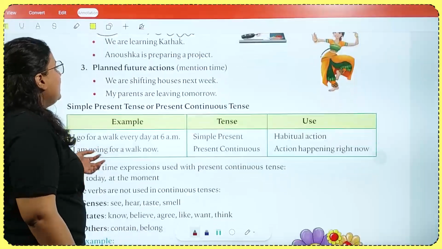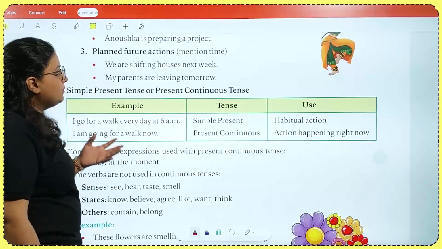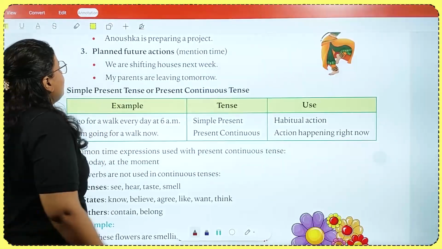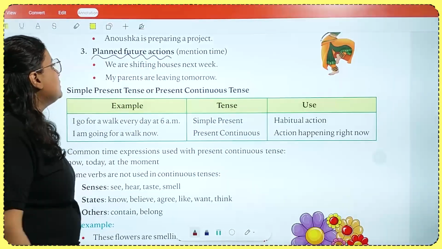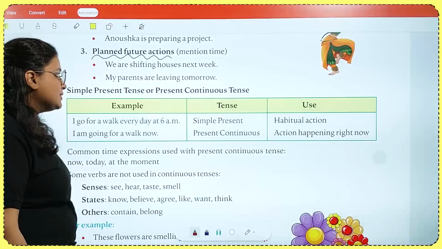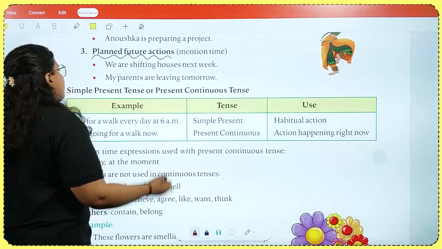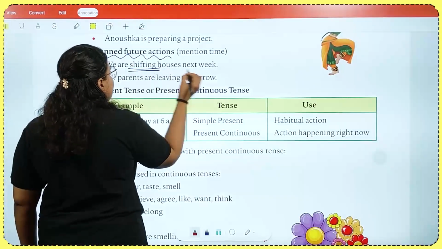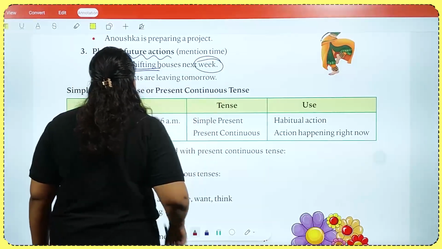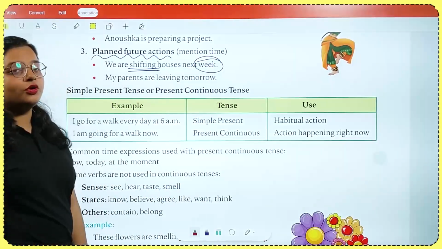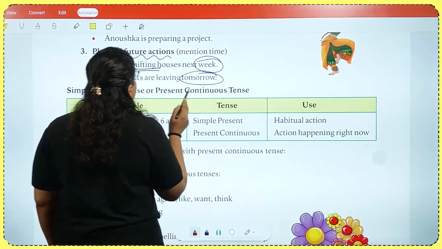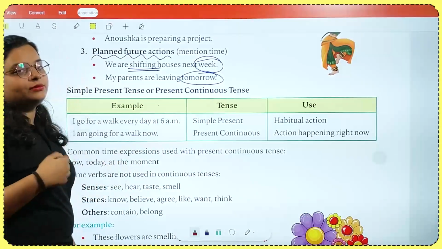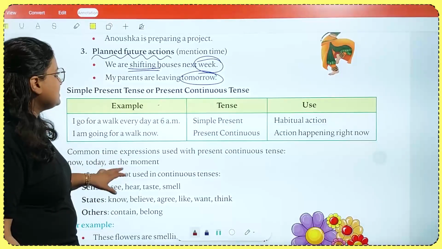Okay. Planned future action. Mention times. When you have something planned for the future, but you have to mention the time. We are shifting houses next week. So this is showing your plan of next week. My parents are leaving tomorrow. So this is showing what you plan for tomorrow. If you write it with time, then it becomes a part of present continuous tense.